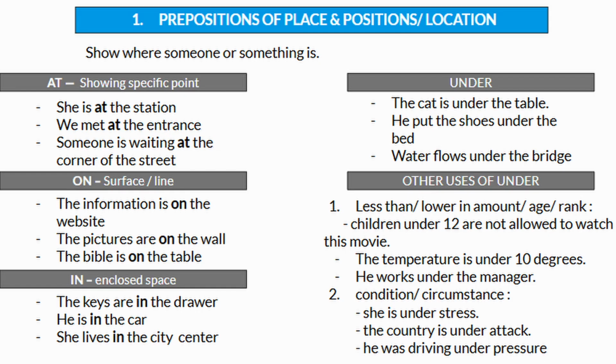The third preposition of place that we have here is in. We use the preposition in when we are talking about an enclosed space, for example the house, the drawer, the car. We have these sentences here. The keys are in the drawer. He is in the car. This space is enclosed.